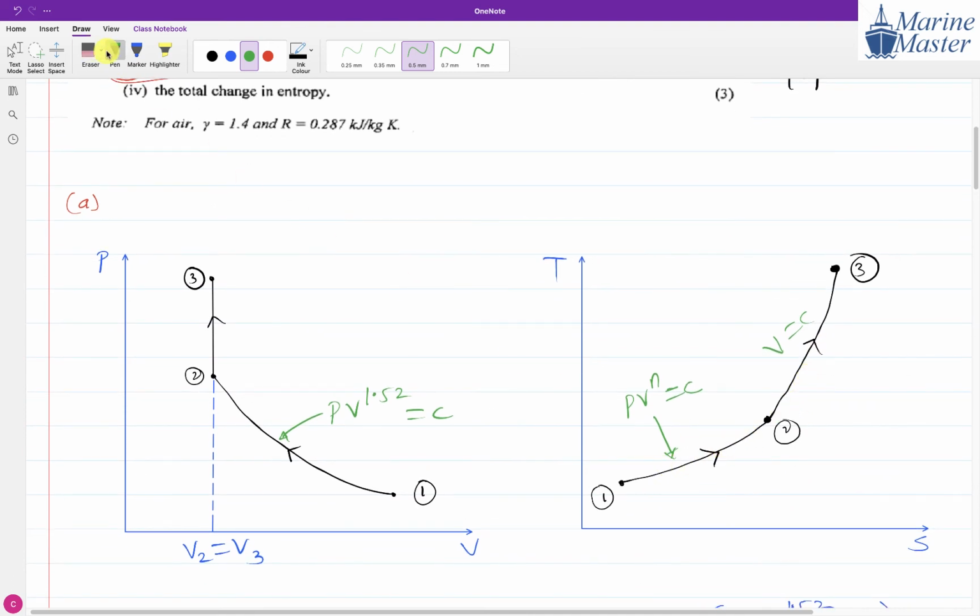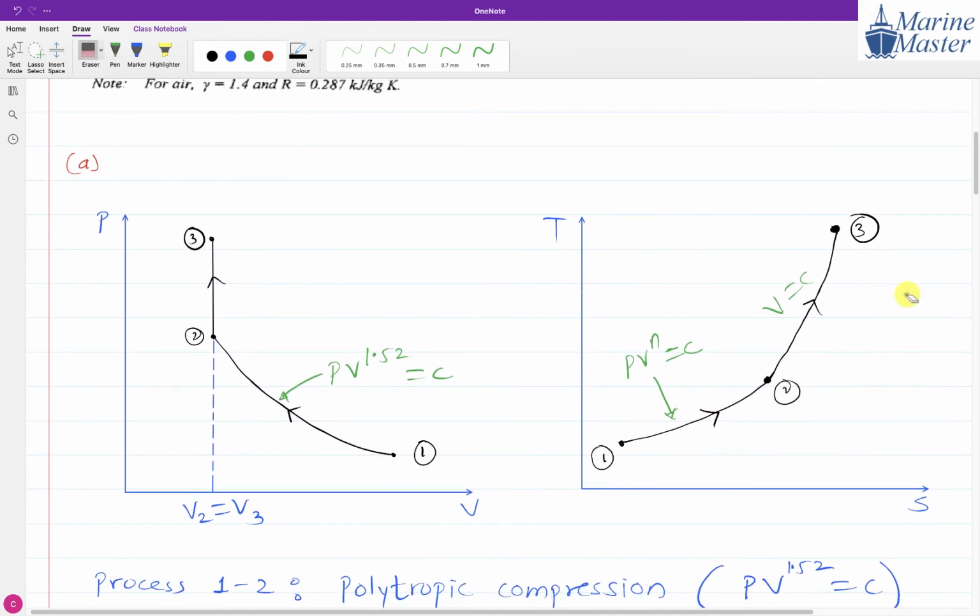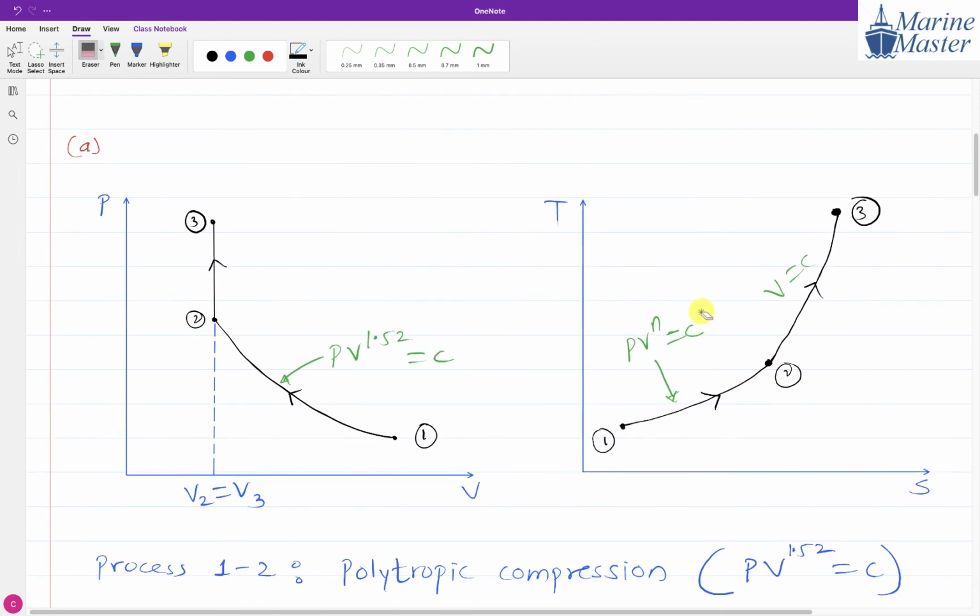Before going further, everyone complete the TS diagram. We have already completed the PV diagram. Beside the PV diagram, we have left space for the TS diagram. We have just drawn the axes of temperature and entropy. In that space, complete this TS, temperature-entropy diagram beside the PV.